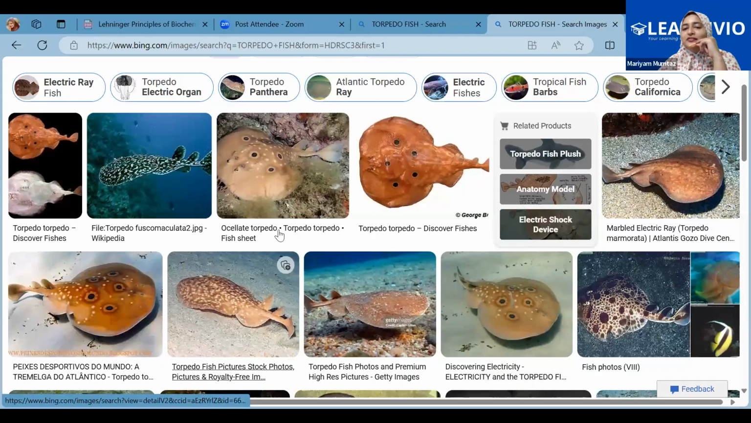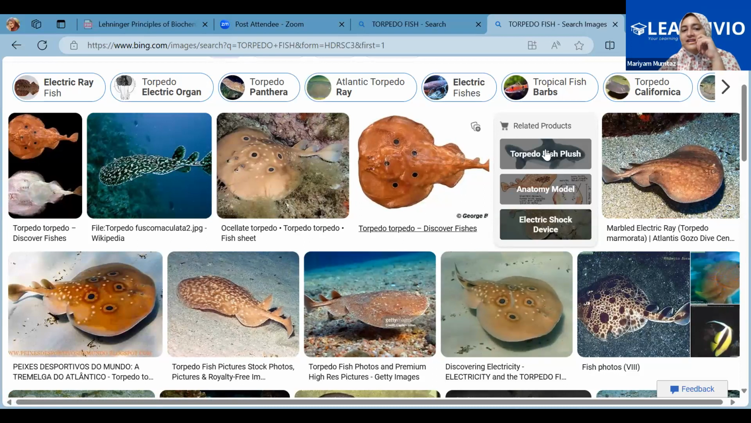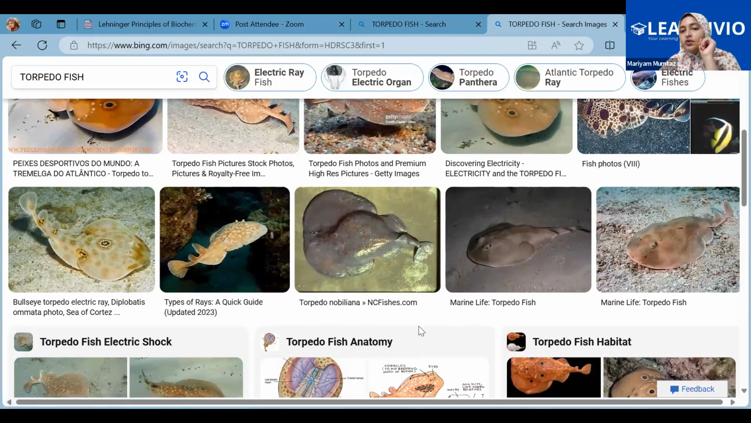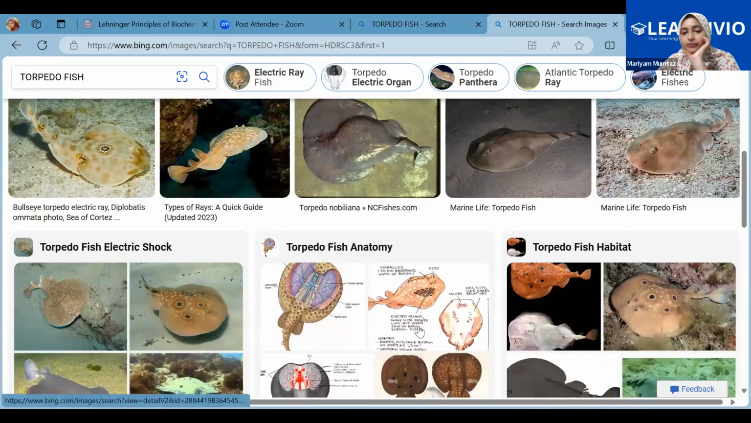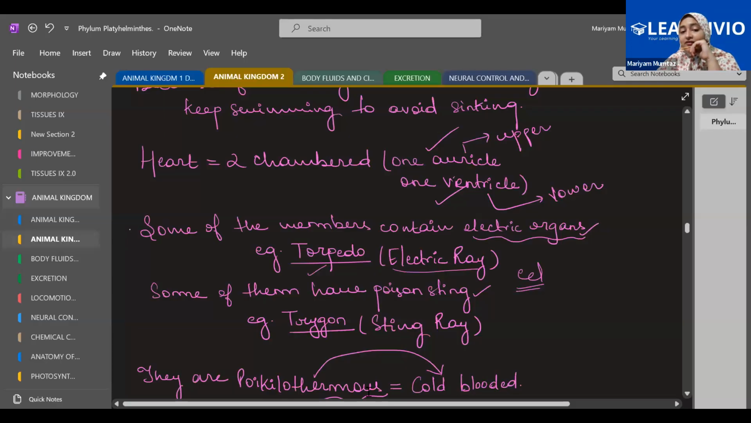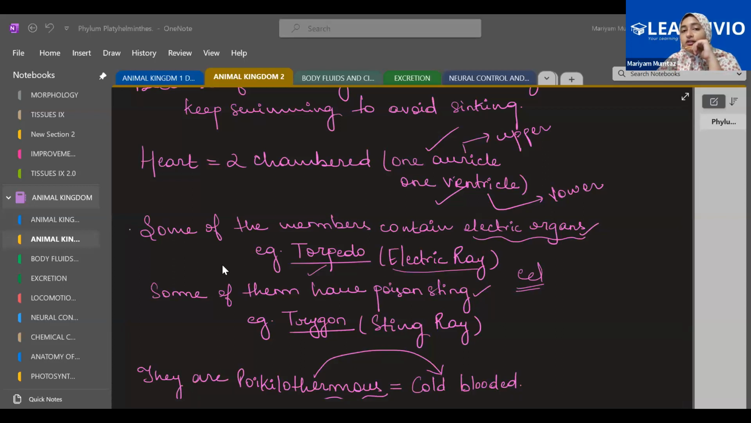Okay, see this. How many of you have seen this in Nemo? All of you have? Now you know the name of this fish. It is torpedo, and it comes under chondrichthyes. Always remember, they don't have a bony endoskeleton. They don't have an air bladder. This is very important to remember. They have their own modifications in their body. So that was torpedo for you. What did we talk about torpedo? That they give electric shocks. They possess electric organs in their body.